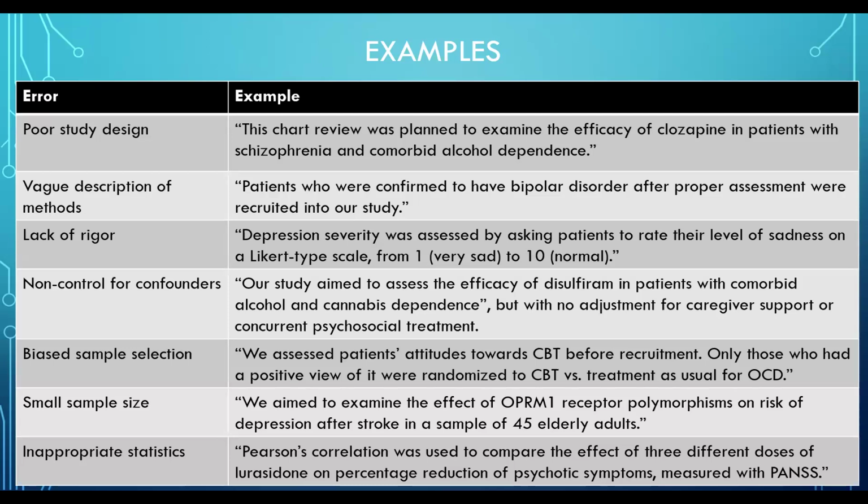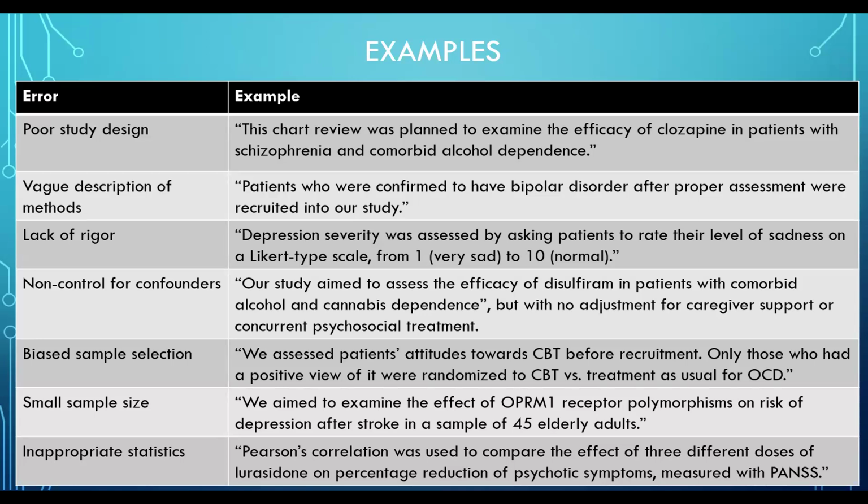Small sample size is again a common cause for rejection. So for example, if you're doing a genetic study, you know that you need a big sample size. So if you say I'm doing a gene association study, a single gene association study, and my sample was 45 subjects, most journals will not look at it a second time.